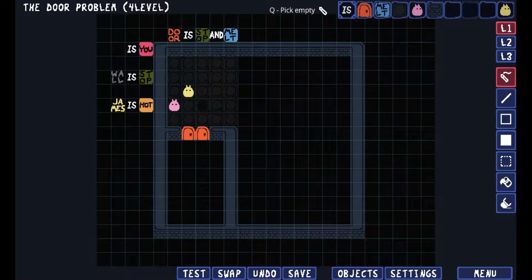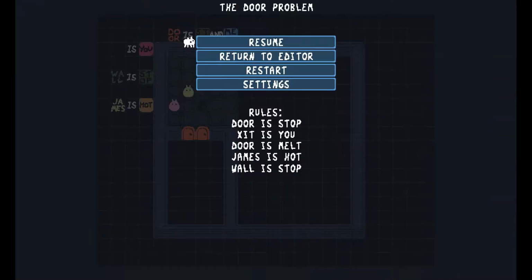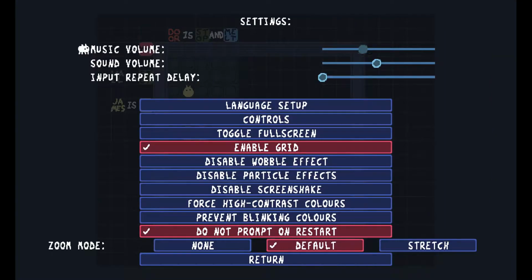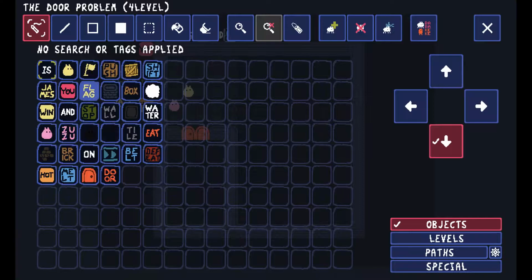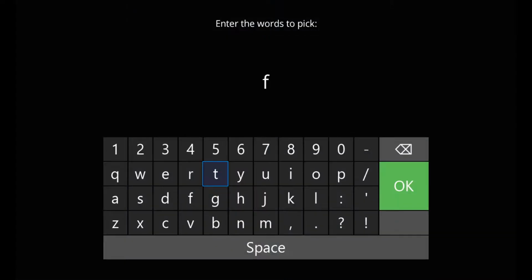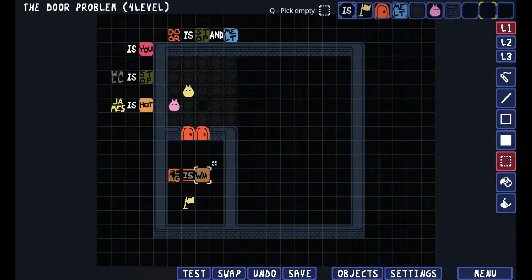Why does it seem really quiet? Oh, because my computer volume is so low. Whoops, I should probably turn that up. That's funny. Flags win?